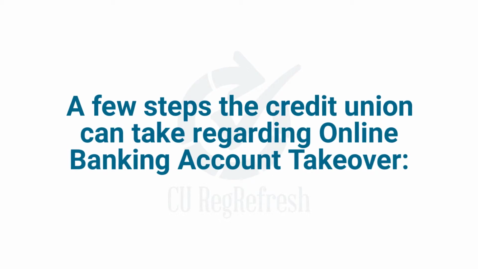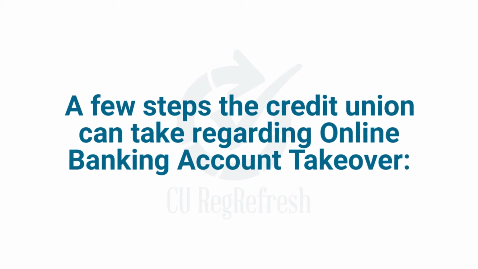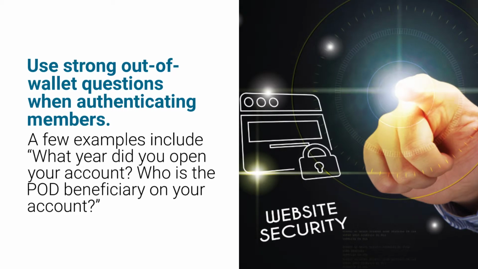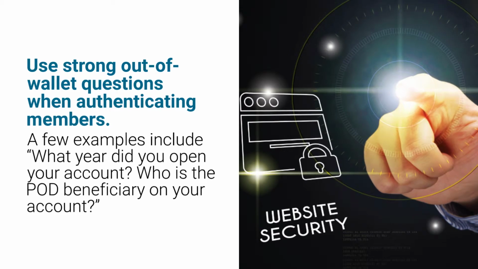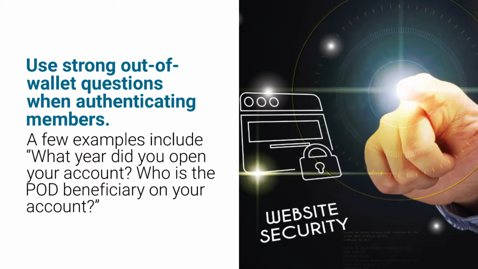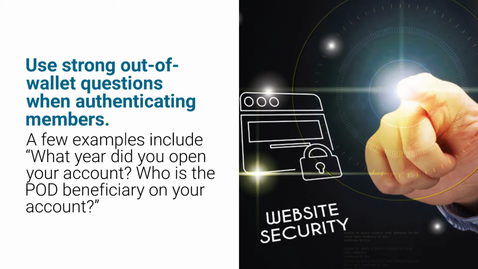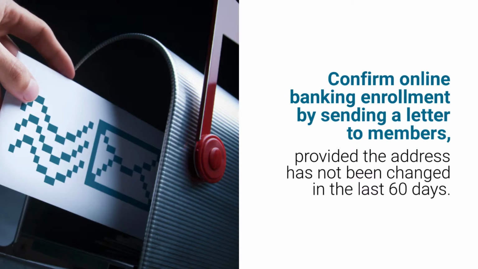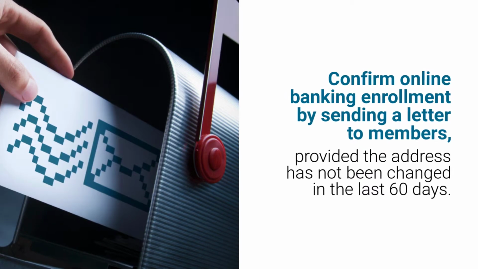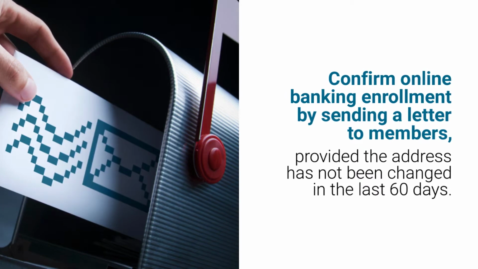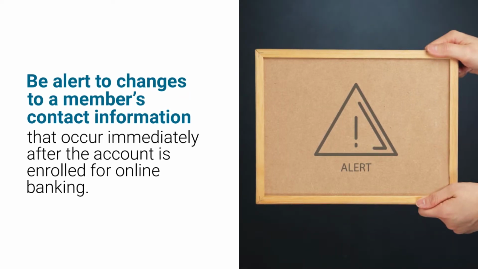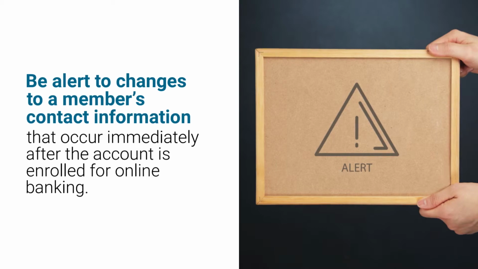A few steps the credit union can take regarding online banking account takeover. Use strong out-of-wallet questions when authenticating members. A few examples include, what year did you open your account? Or who is the POD beneficiary on your account? Confirm online banking enrollment by sending a letter to members, provided the address has not been changed in the last 60 days. Be alert to changes to a member's contact information that occur immediately after the account is enrolled for online banking.